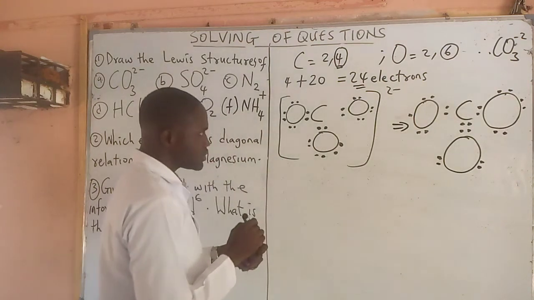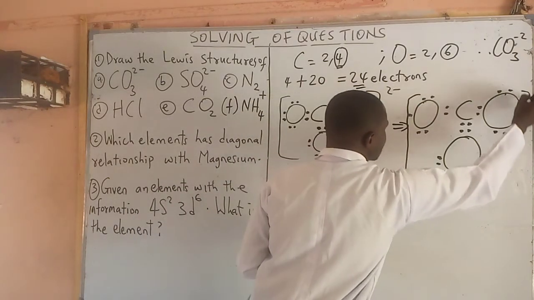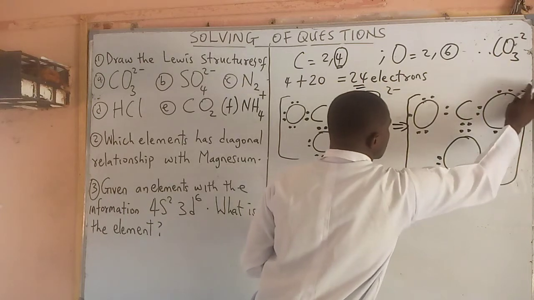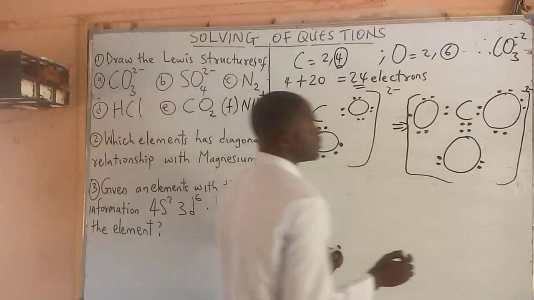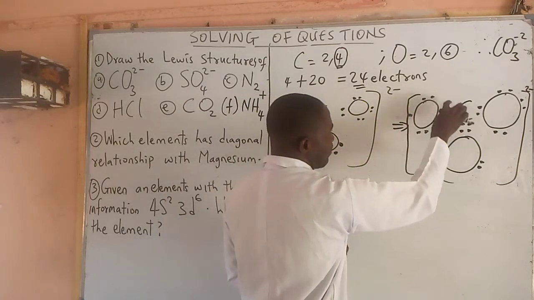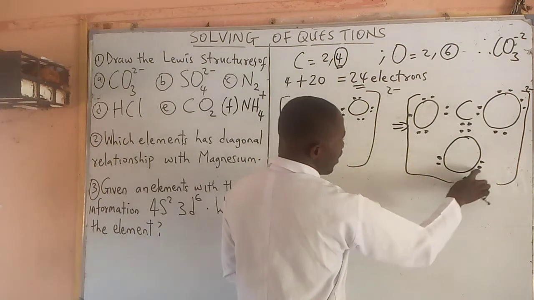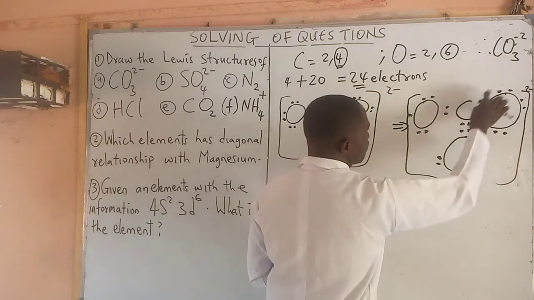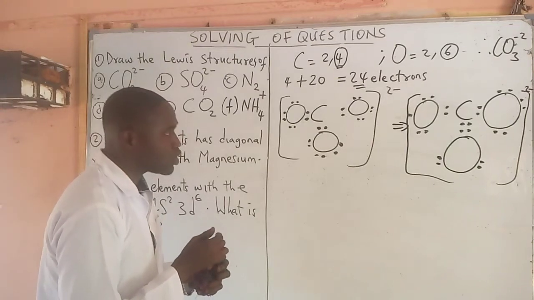Now, do you notice that in this form it has attained octet structure? How many is this? 8. How many is carbon? 1, 2, 3, 4, 5, 6, 7, 8. How many is this oxygen? 1, 2, 3, 4, 5, 6, 7, 8. How many is this? 1, 2, 3, 4, 5, 6, 7, 8. So it has attained its octet structure.